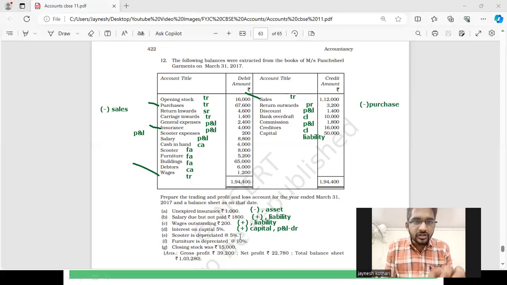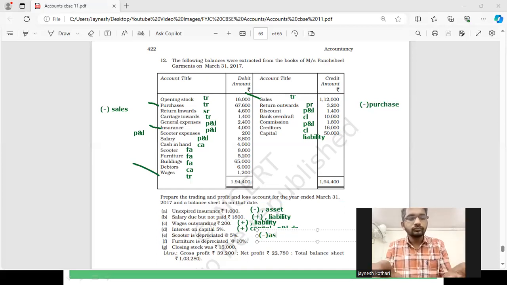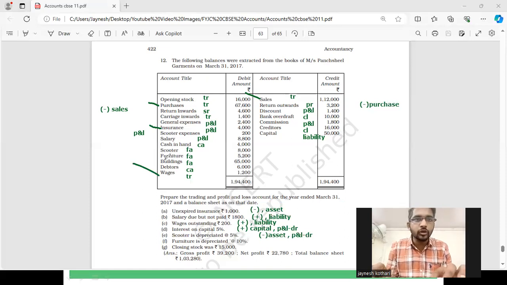Scooter and furniture both are being depreciated. So what will happen in depreciation? Less from asset, and second effect, P&L debit side, because it is an expense. So less from asset, P&L debit side. Let's tick the scooter and tick the furniture. So you should know in which items the adjustment is very important: scooter, furniture, okay? And last, closing stock.